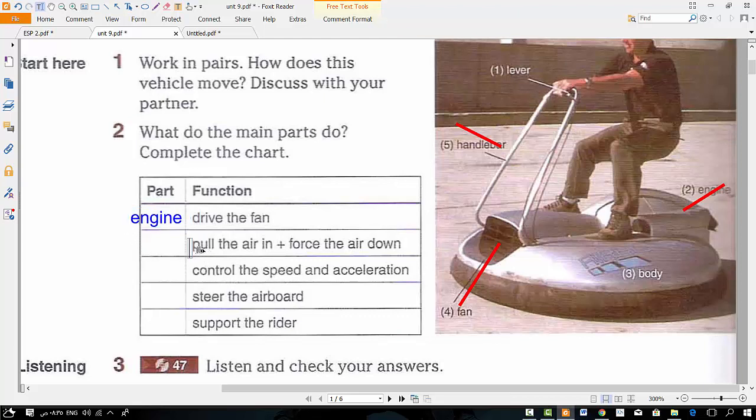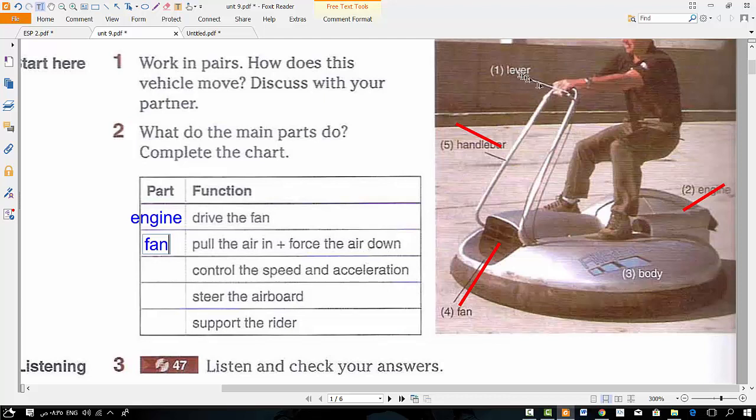Okay, this one. Pull the air in and force the air down. Force the air down. يدفع الهواء down. What's this? Which part does this? This is the fan. Okay, the function. Control the speed and acceleration. Control the speed of the vehicle and acceleration. تسارع.